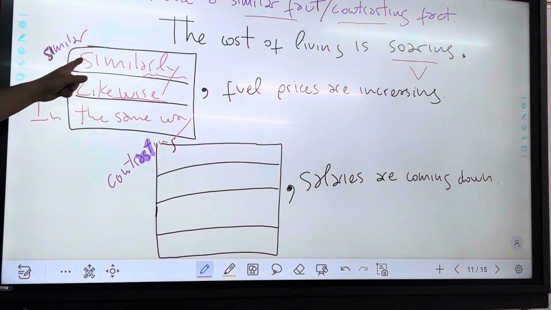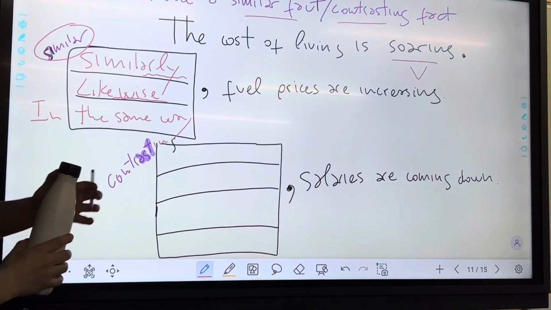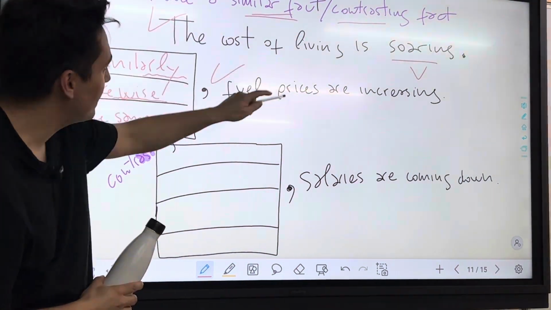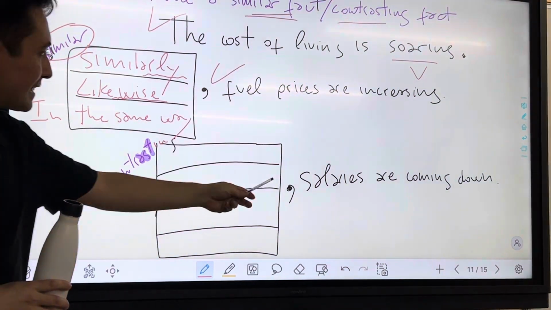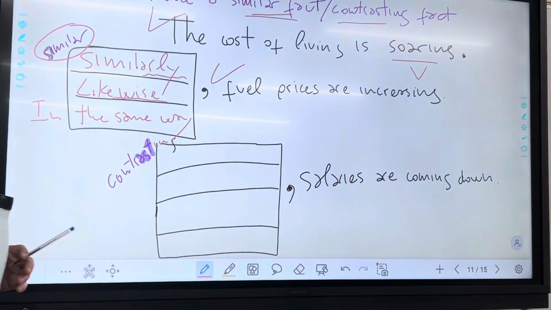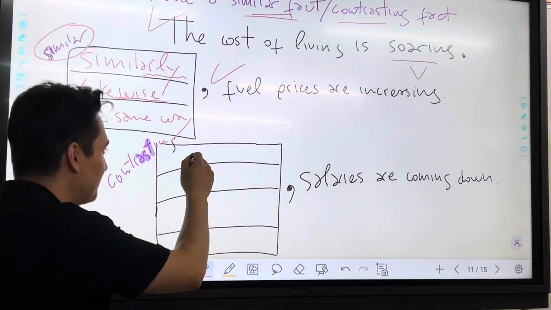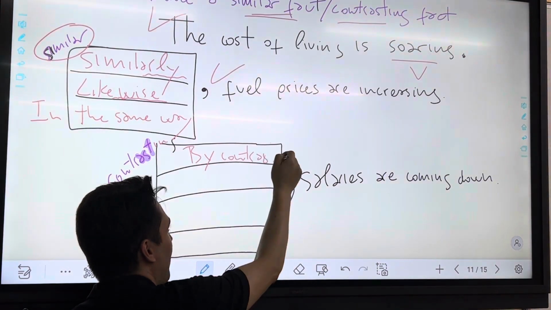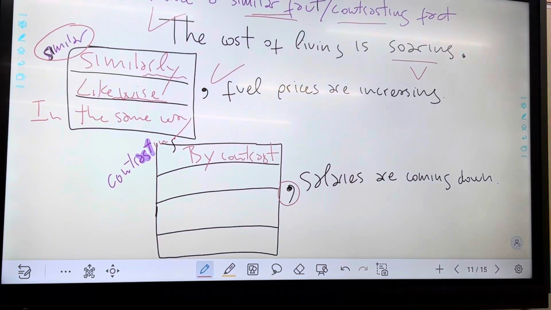So these are adverbial expressions to indicate something similar, to indicate a similar fact, because this sentence and this sentence are indicating similar facts. Okay? However, this sentence is indicating a contrast, a contrasting fact. So what could you use there? Por el contrario. Okay, I'll give you the first one. By contrast, comma, salaries are coming down. What else could you say?